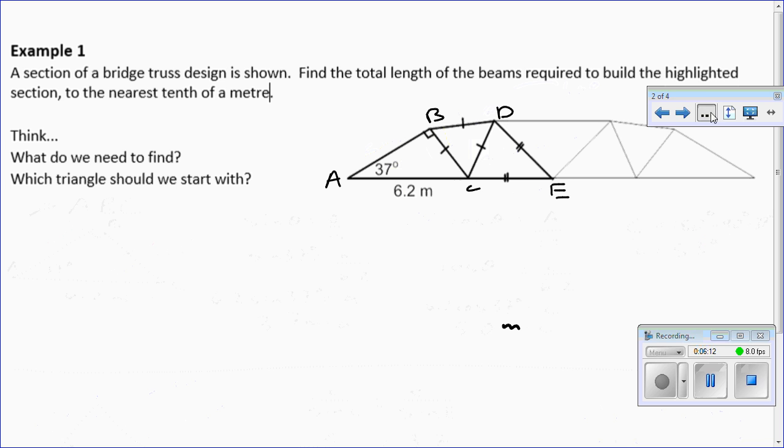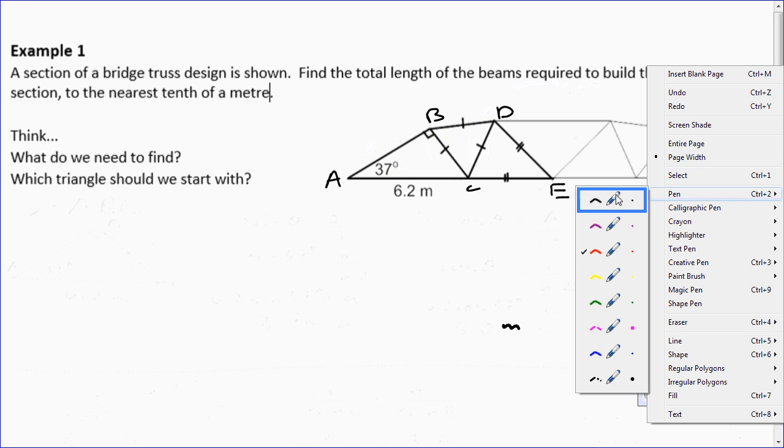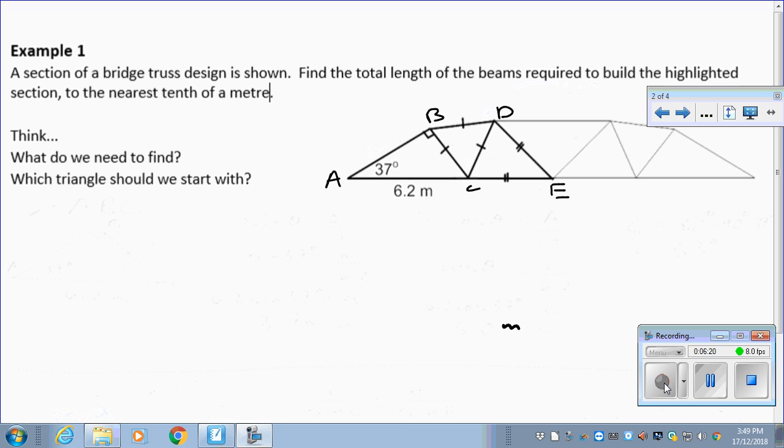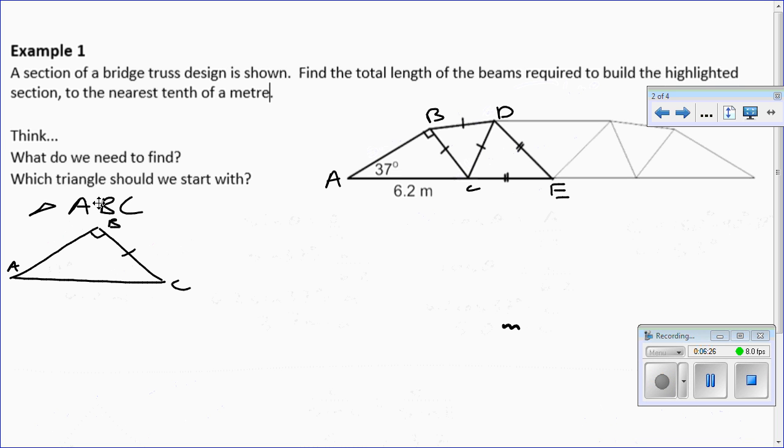Now that I'm working on that triangle, what we're going to do is isolate that triangle when we're doing our calculations. So we start with our triangle ABC. You'll notice that the bottom portion of the triangle is 6.2 meters, and its angle for A is 37 degrees. Now, if we need to find the length of all of the trusses based on our triangle, we're going to have to find C and A of our triangle.